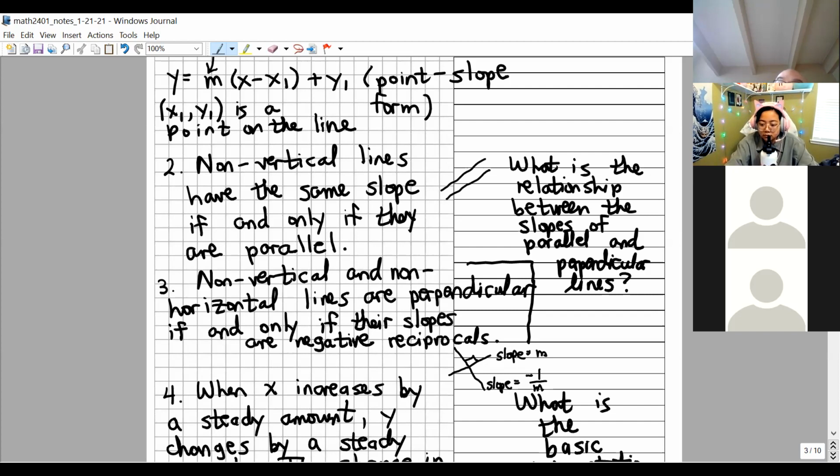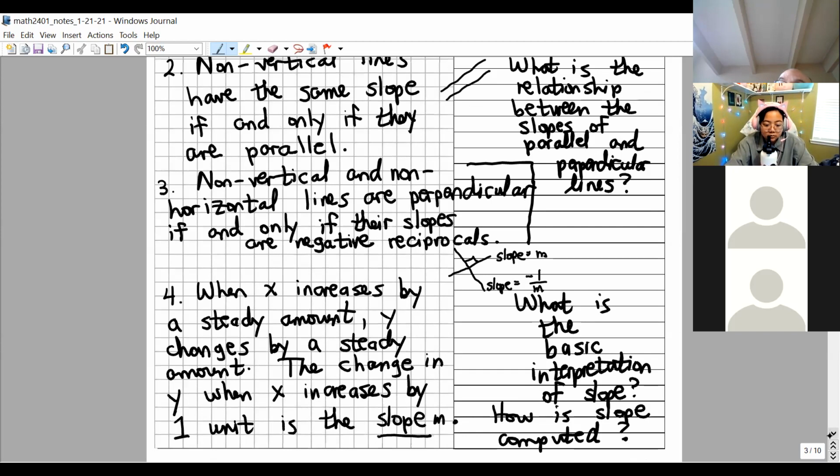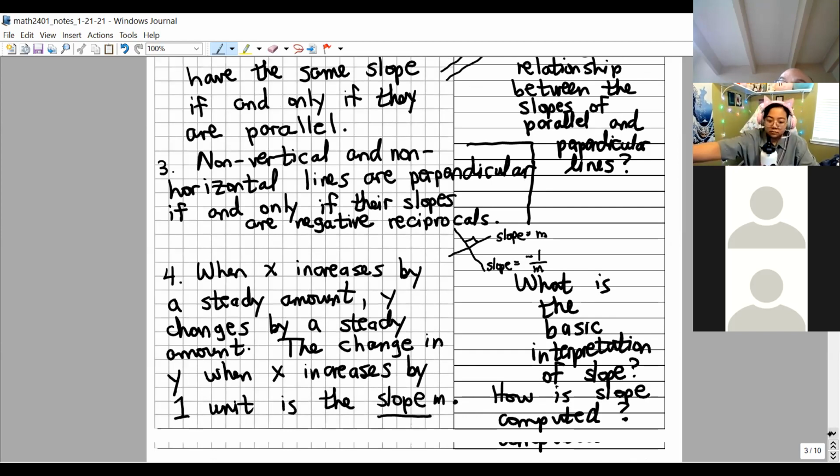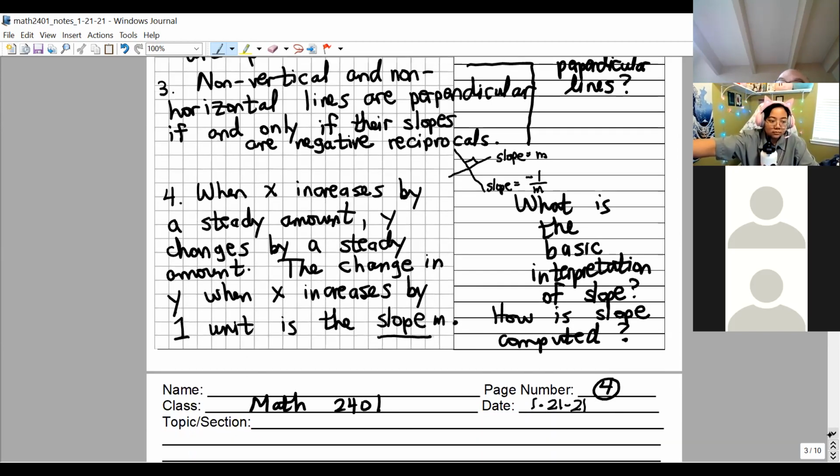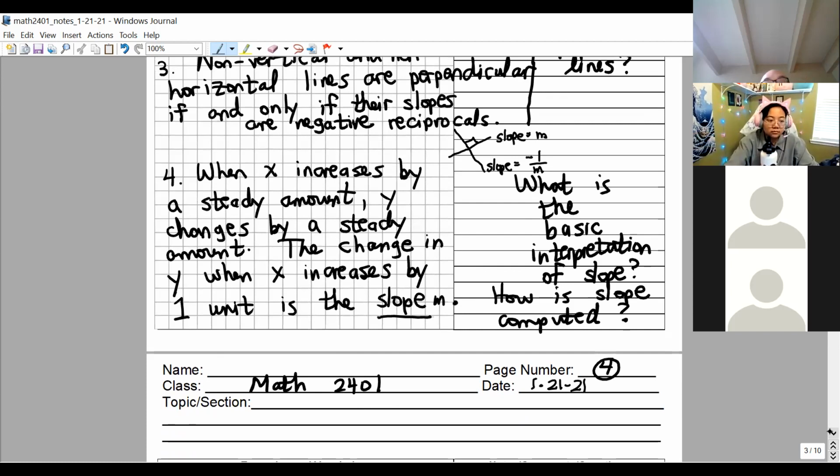Now, the fourth important fact about straight lines. This one is really super crucial to us, all right? This is one that we really have to constantly keep in mind. When you have a straight line, when you have a linear relation, this is a very useful fact to us, all right?